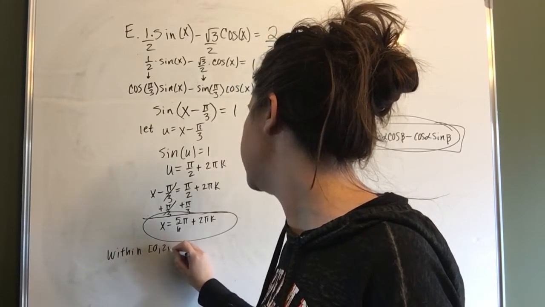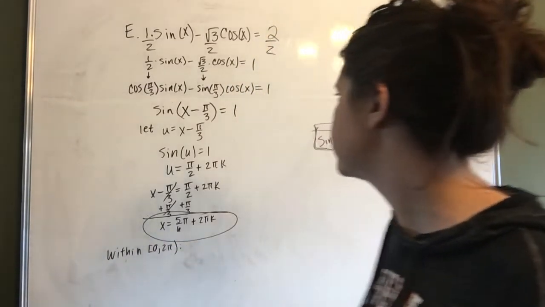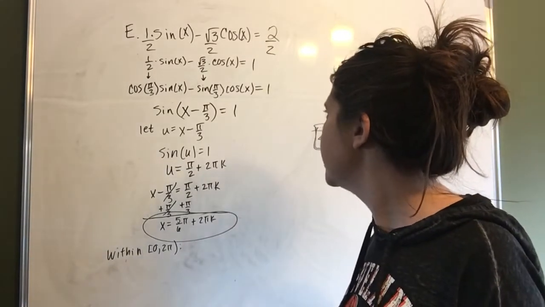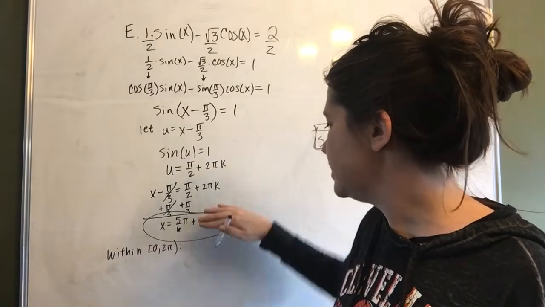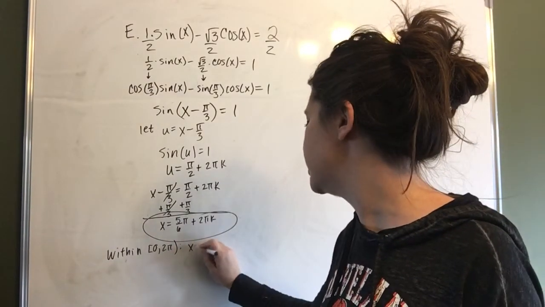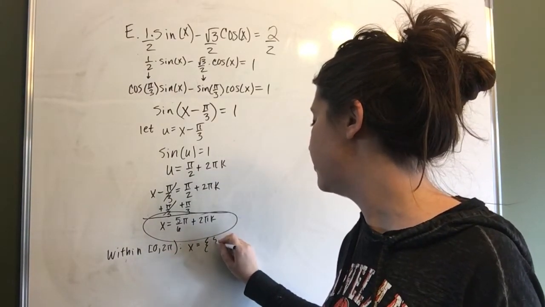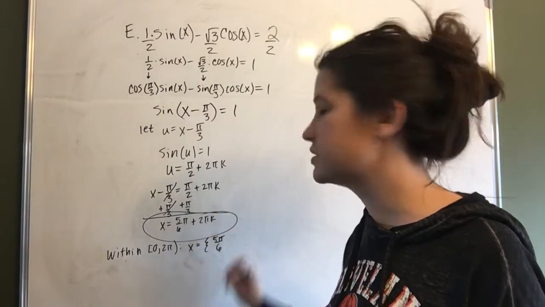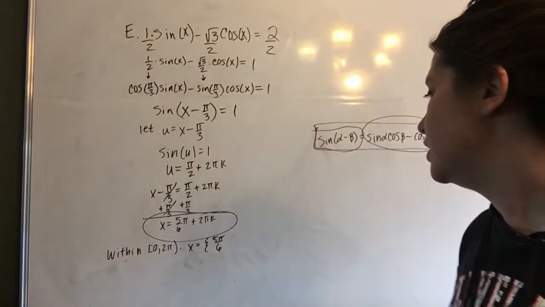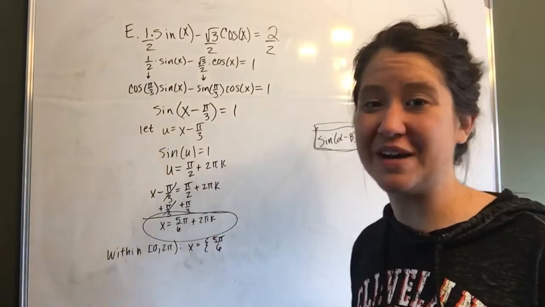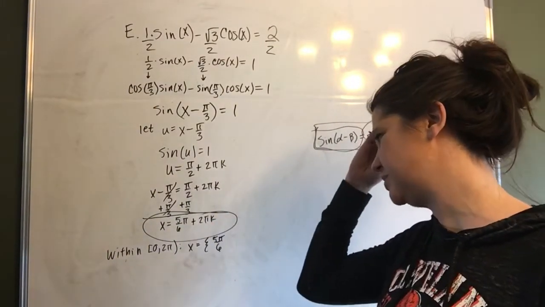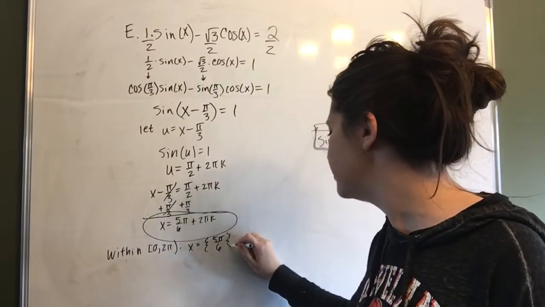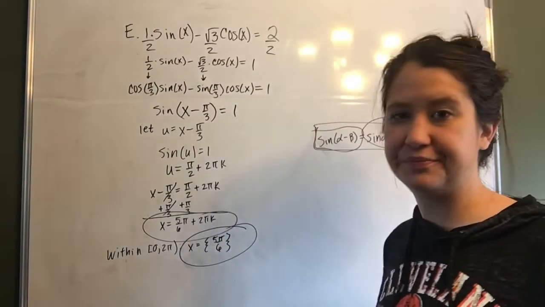Now, what are our solutions within 0 to 2 pi? Well, if k is 0, we get a solution of just 5 pi over 6. If k were 1, we would have to add 2 pi onto that, but that's going to be too big. And we don't want to subtract 2 pi off of it because that'd be too small. So it looks like we only have one solution to this problem. Okay?